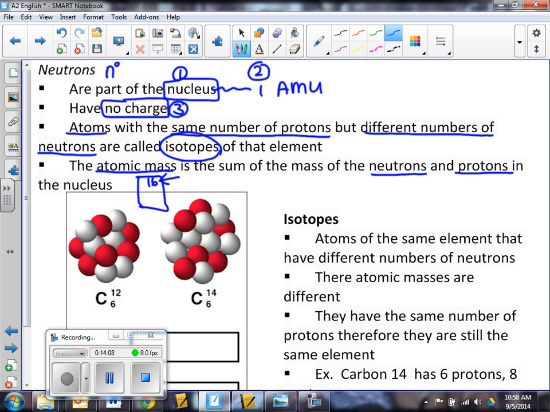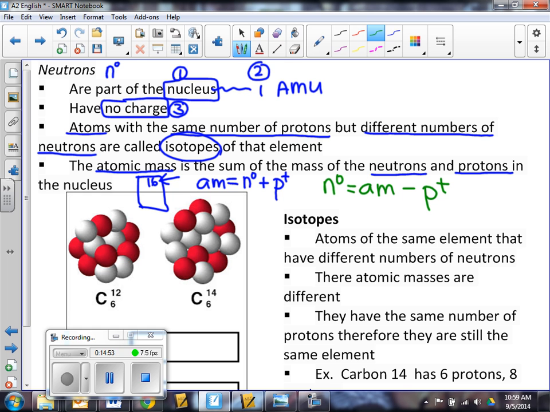So, I could write a little formula. Atomic mass equals neutrons plus protons. Now that's great, except I usually wouldn't ask you to calculate the atomic mass because you could look it up on the periodic table. Normally the thing that I would actually be asking you to do is to figure out the number of neutrons. So we're going to rearrange that little math equation so that we can calculate neutrons instead. Neutrons will be atomic mass minus protons.